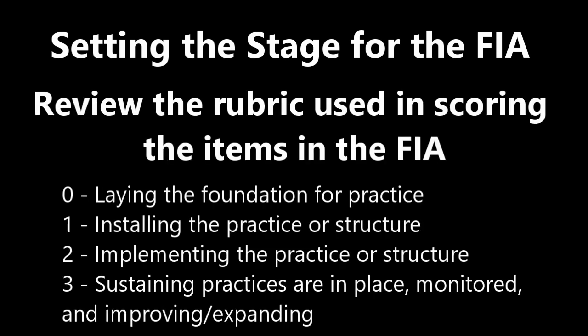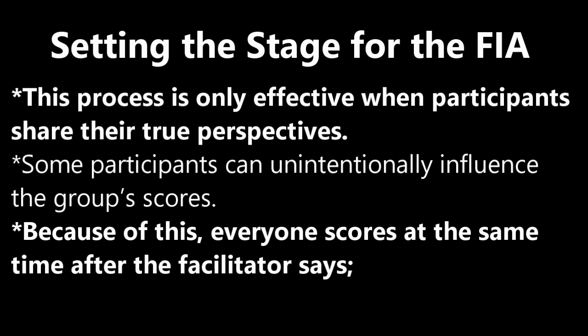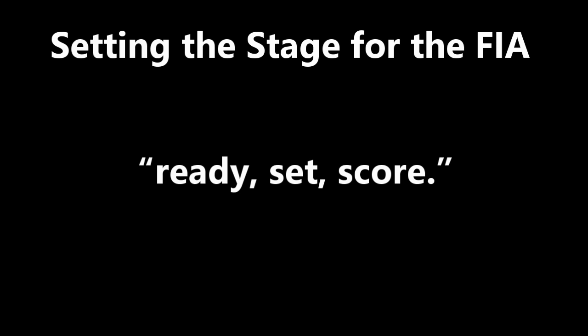Review the rubric used in the scoring of the items of the FIA. The 0 to 3 Likert scale aligns to each item with specific language. This process is only effective when participants share their true perspectives. Some participants can unintentionally influence the group's scores. Because of this, everyone scores at the same time when the facilitator says, "Ready, set, score." This allows for all participants to score with their intention.